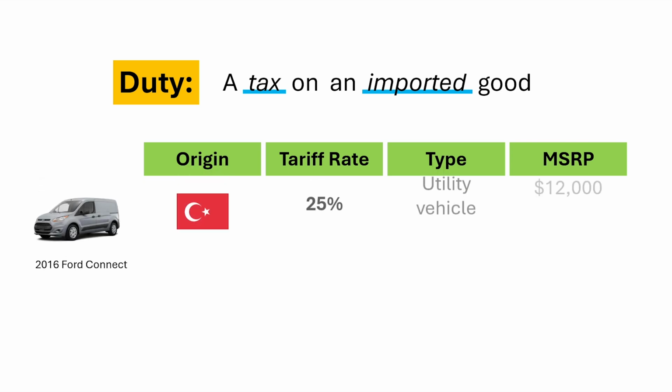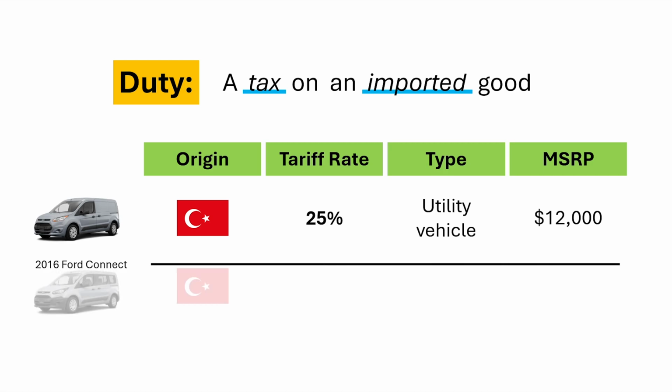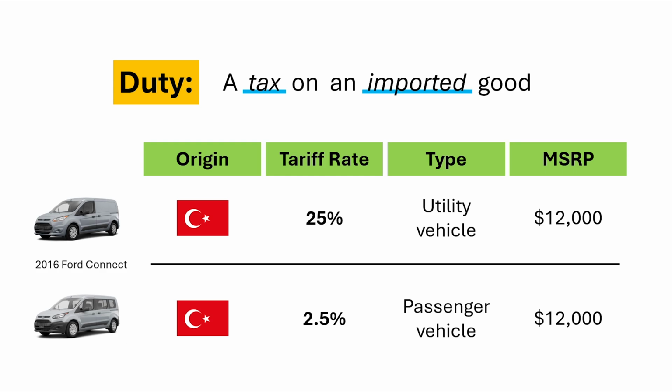For example, in 2016, Ford was looking to import its Connect delivery van into the United States from Turkey. As a utility vehicle, the Connect was subject to the 25% tariff rate. However, if Ford initially included the back seats, they could pass it through customs as a passenger car vehicle, which are subject to only a 2.5% tariff. Using this method, they effectively got the same vehicle into the United States at a fraction of the cost.